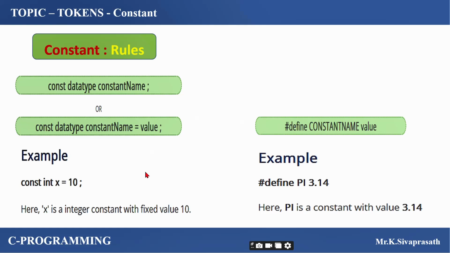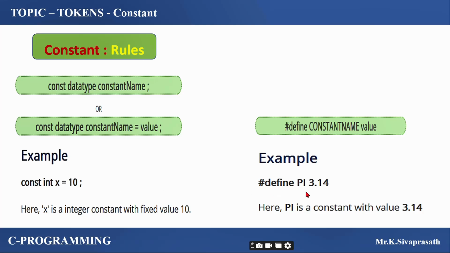Let us go with the syntax. Based on the keyword inclusion, we need to include const along with the data type and the constant name, assigned with the value, so that becomes a constant. For example, const int x = 10. So 10 is an integer constant of data type integer. With the inclusion of const, the value 10 is assigned to x, and it will be retained throughout the program.